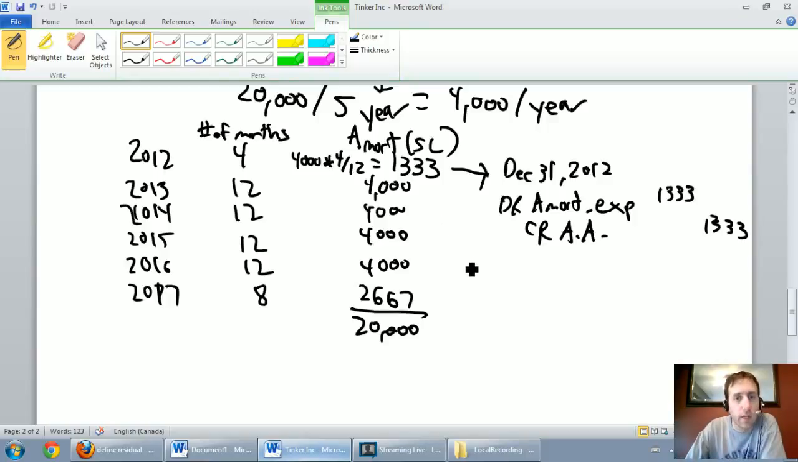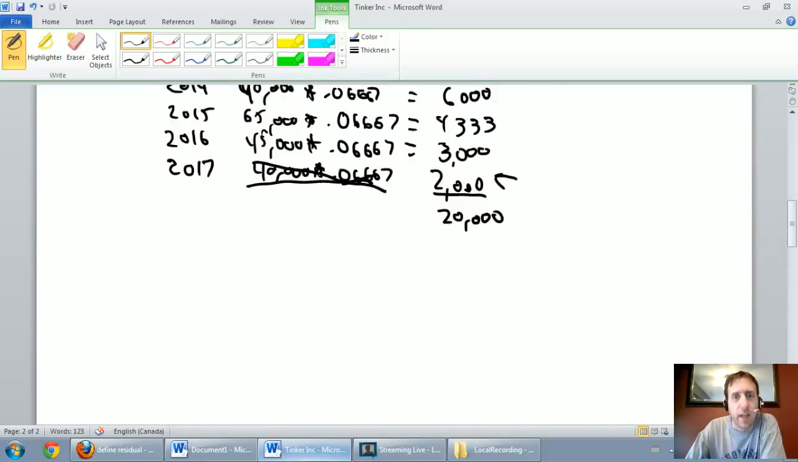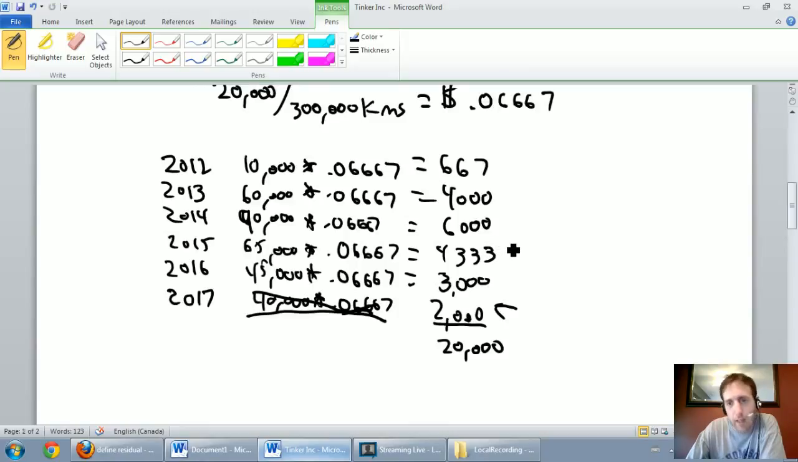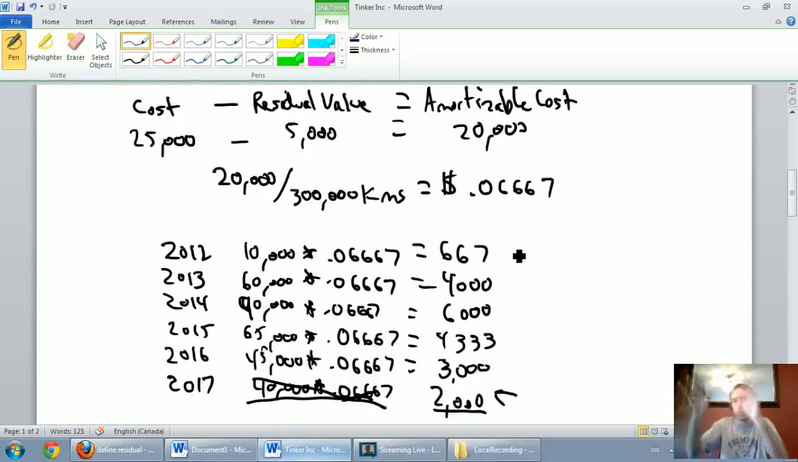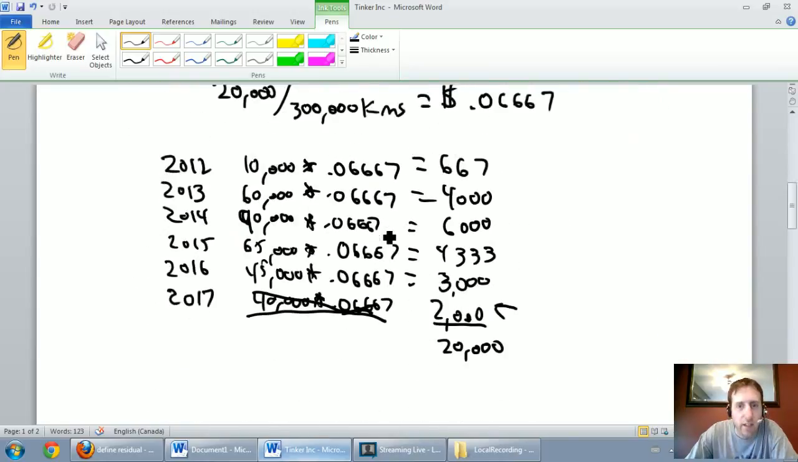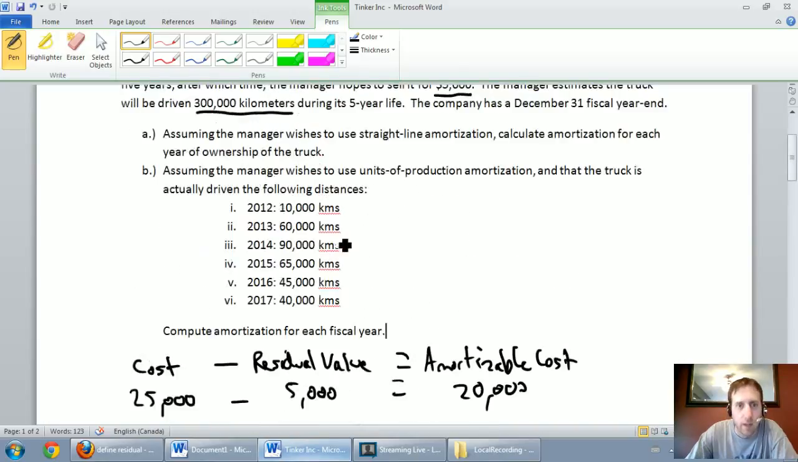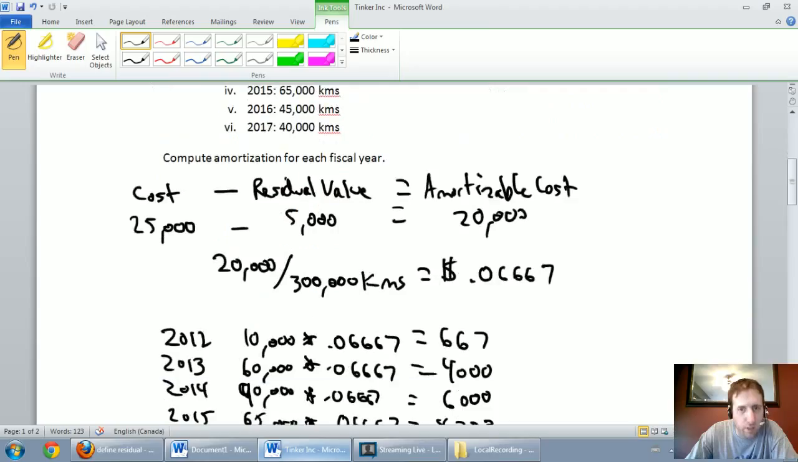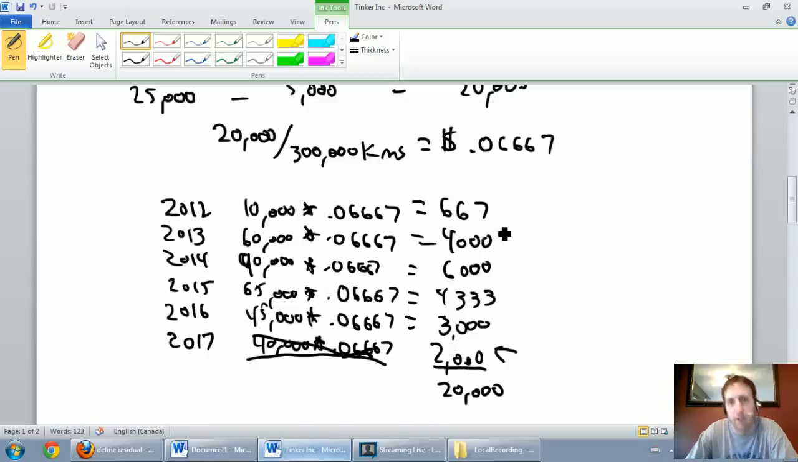Now, the notable thing about units of production is it varies, and what I want you to pay attention to is the fact that our busiest year, our most kilometers driven, will be the highest amortization, and our slowest year, or the least kilometers driven, will be the lowest amortization, and all points in between. So my busiest year was 2014. I drove 90,000 kilometers. My asset got amortized the most in 2014. It got amortized by $6,000. My smallest year was 10,000 kilometers, and that was the smallest amount of amortization.